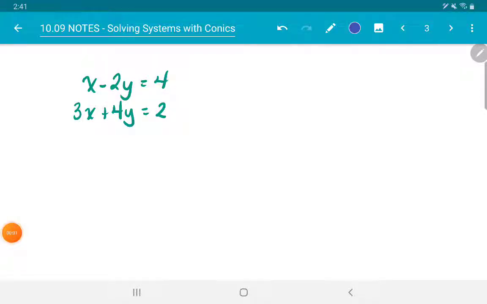So remember, when we're solving a basic system, we're trying to figure out where they intersect. So in the previous slide where you saw the two graphs, you looked for the points of intersection. When we have two linear equations where they make lines, we're just looking for that one point of intersection. But later, when we start with conics, we're going to look for more than one solution, but it's going to be the same process.